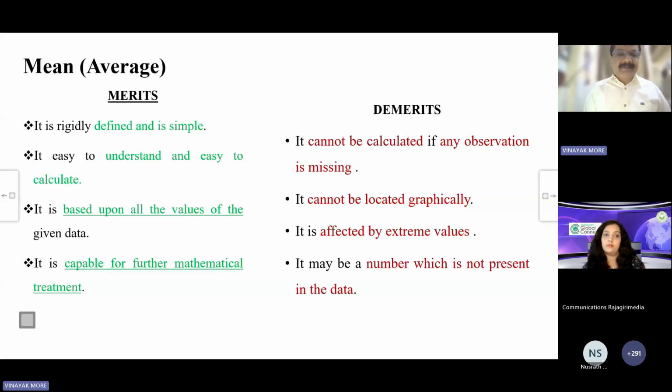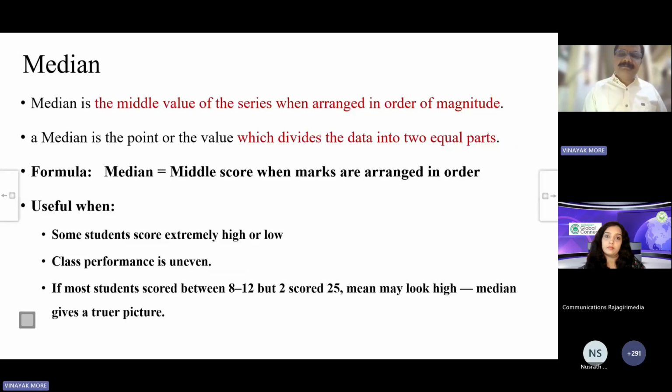Okay. The second parameter is the median. Median is simply the middle value in the given data. It is a midpoint which divides the data into two parts. So what we have to do is simply arrange the data in ascending order, and then see if the number of values is odd or even. Whichever number comes in the middle will be the median. So median is the middle number when the numbers are arranged in ascending or descending order.